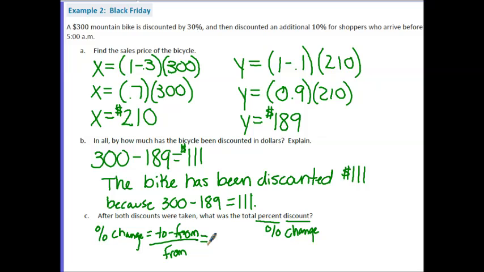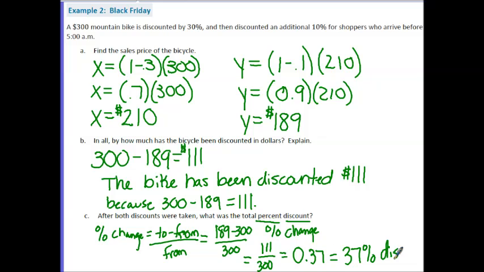So the 2 in this case is what the discounted price went to, which was $189 from 300. So when we subtract that, we get 111, which we already knew from our previous question. And divide that, we get 0.37, which is equivalent to a 37% discount.